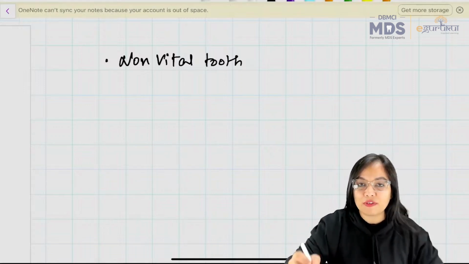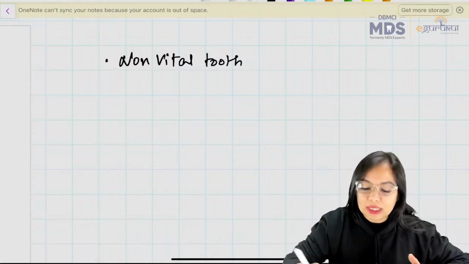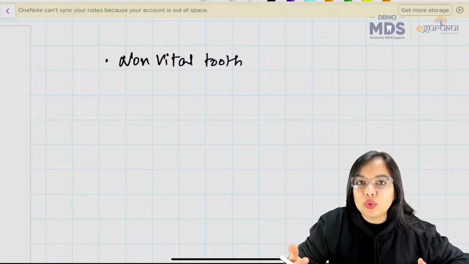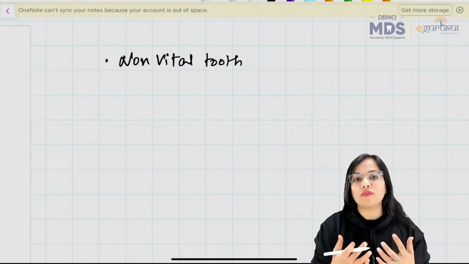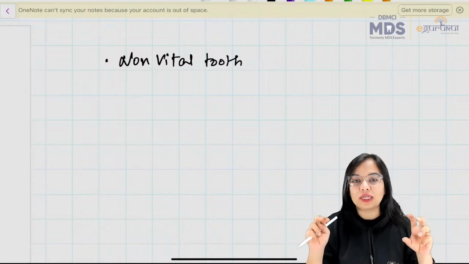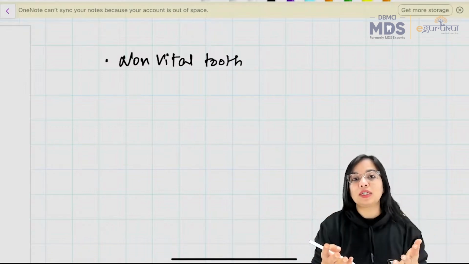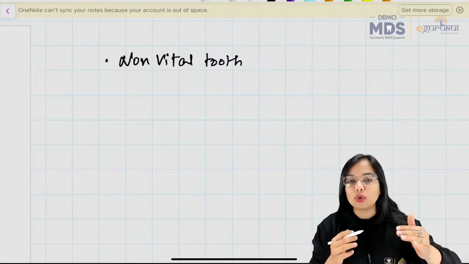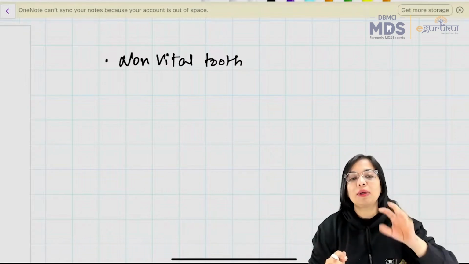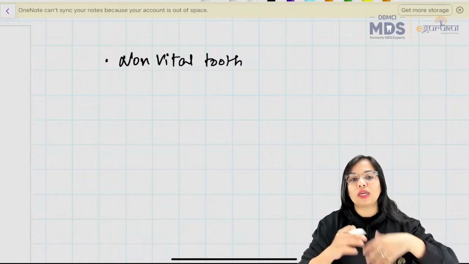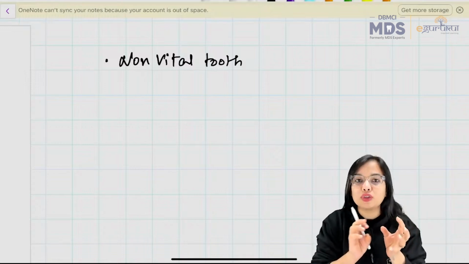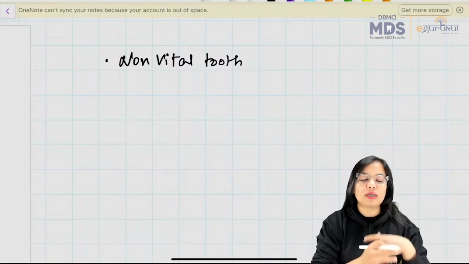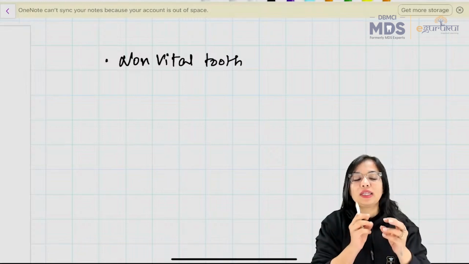So what is an apexification? It is a procedure that is done in a young permanent tooth where you have an open apex. So the tooth has become non-vital. You have to do a root canal treatment, but in a root canal treatment you are supposed to fill the root, you are supposed to obturate the root. But in case of a young permanent tooth with an open apex, you will not have a stop to your material which you use for obturation. Like for example, if you're using gutta percha, there will be no stop.